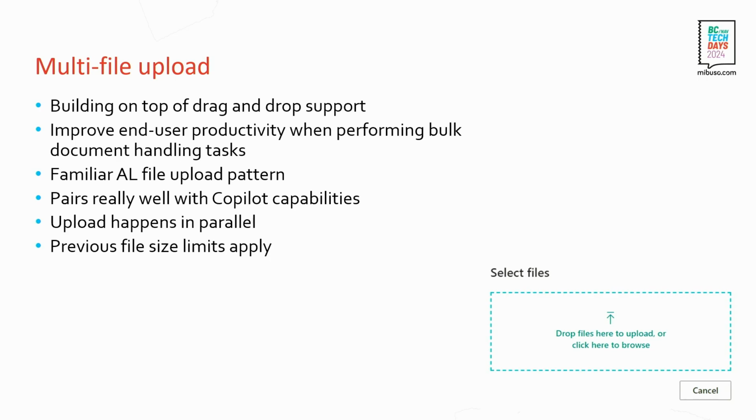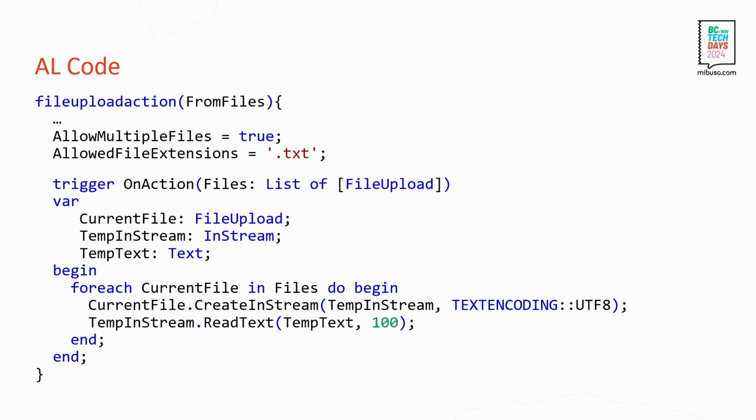Okay, multi-file upload, a bit of AL code. Stefan showed it, I'm not going to repeat it. It's pretty straightforward. It's actually very familiar if you have ever implemented the file upload action. It's just an extra property to say that it's a multi-file upload, and of course it has a list of files to upload.